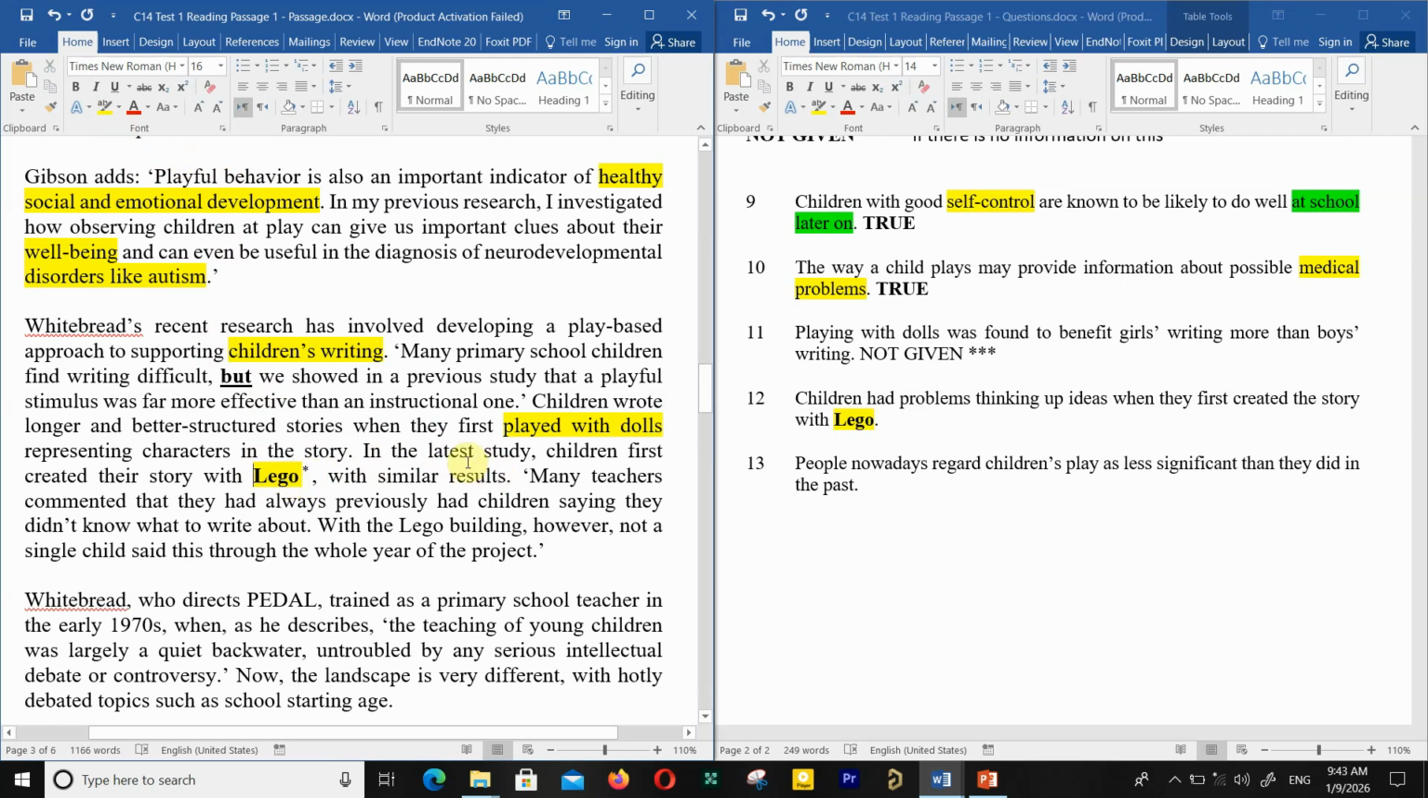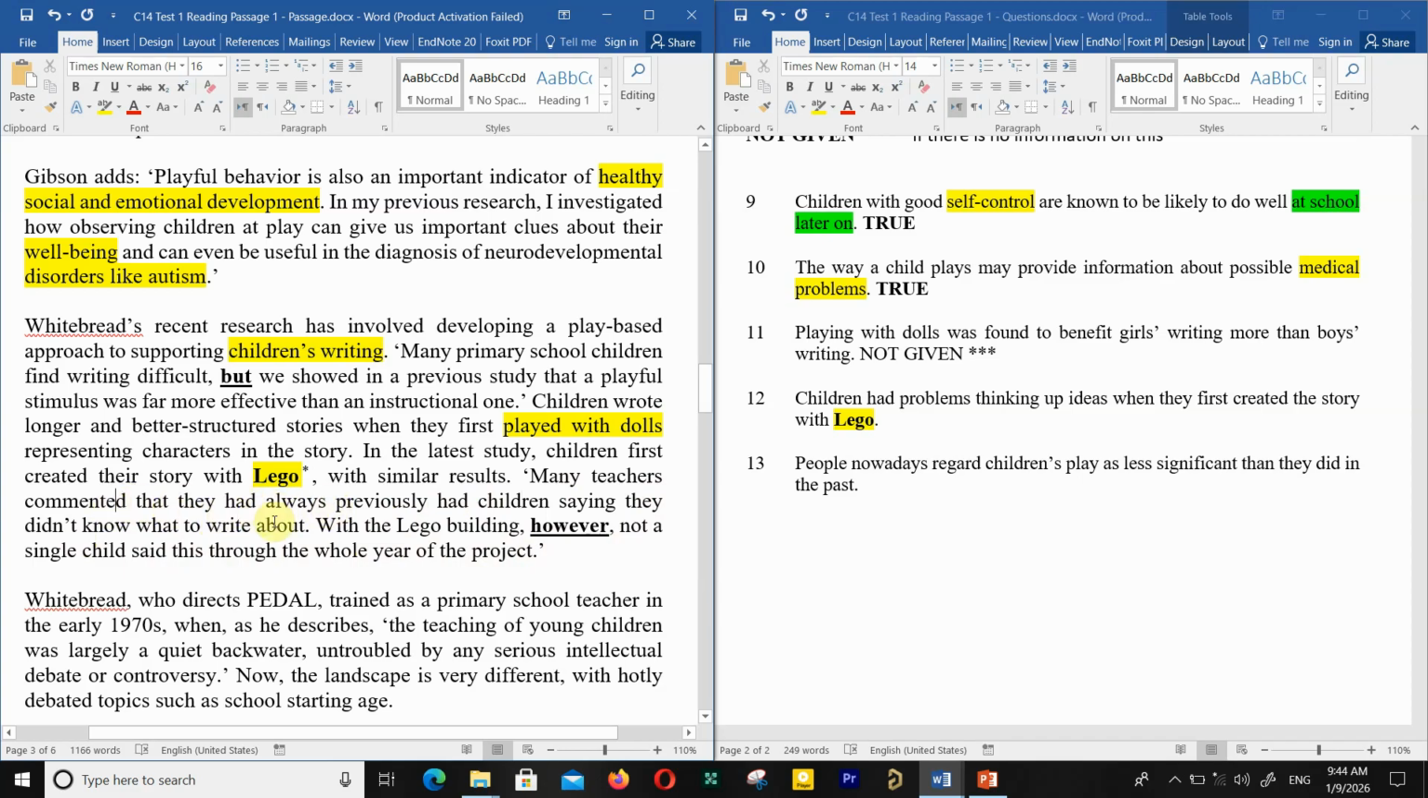In the latest study, children first created their story with Lego with similar results. Many teachers commented that they had always previously had children saying they didn't know what to write about. With the Lego building, however, important, now it is going to set something in the opposite direction. Not a single child said this through the whole year of the project. Meaning that with Lego, nobody said that this is completely difficult to write.